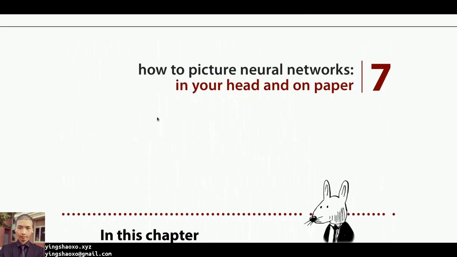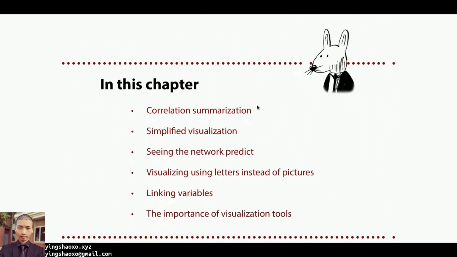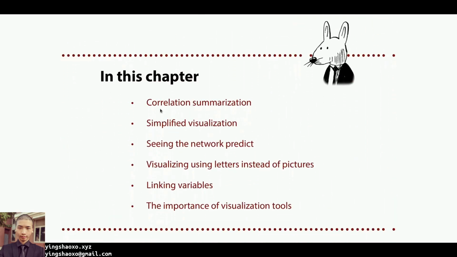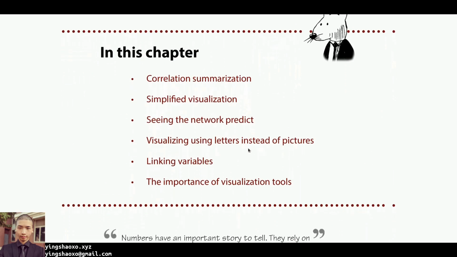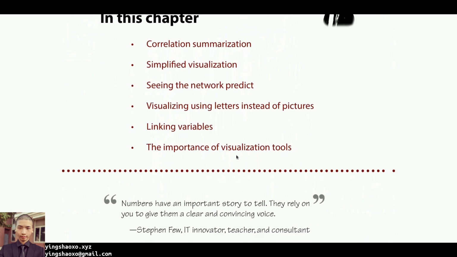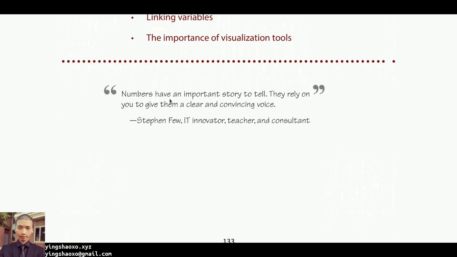Okay, now let's go to chapter 7, how to picture neural networks in your head and on paper. In this chapter, we will learn correlation summarization, simplified visualization, seeing the network predict, visualizing using letters instead of pictures, linking variables, and the importance of visualization tools. Numbers have an important story to tell. They rely on you to give them a clear and convincing voice.